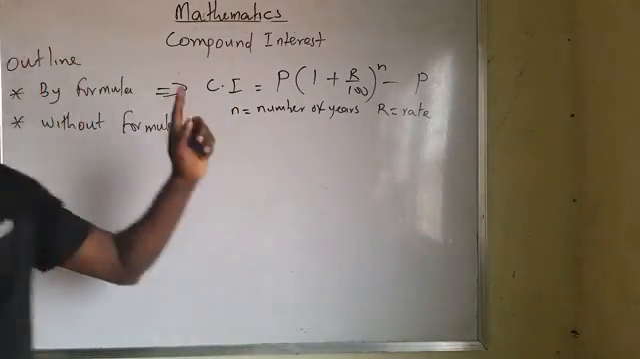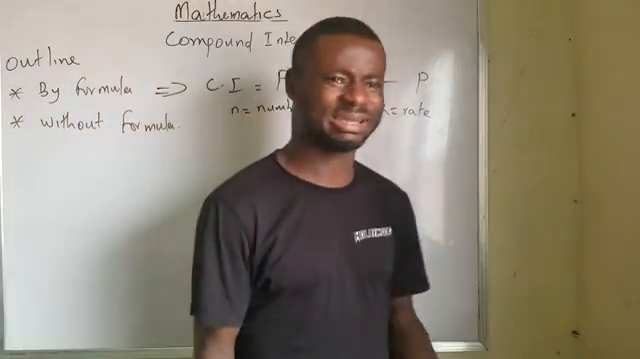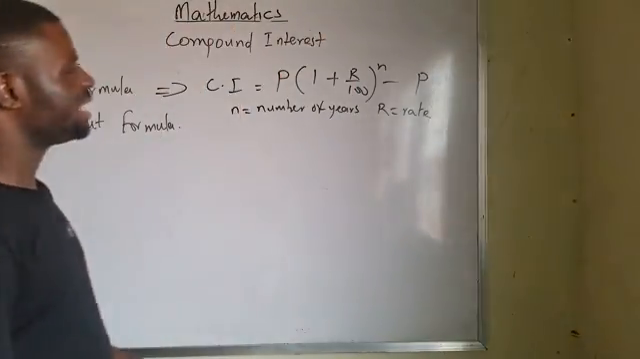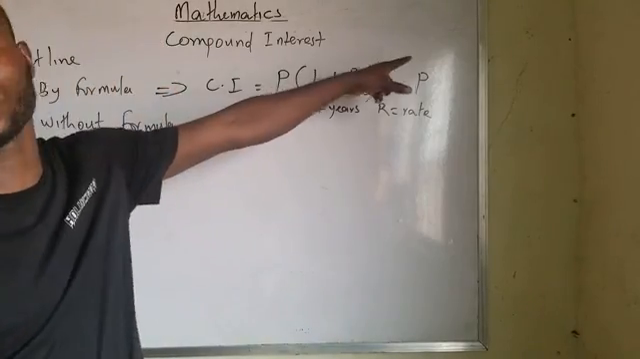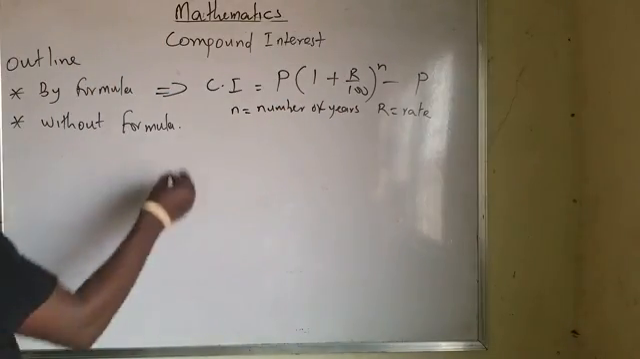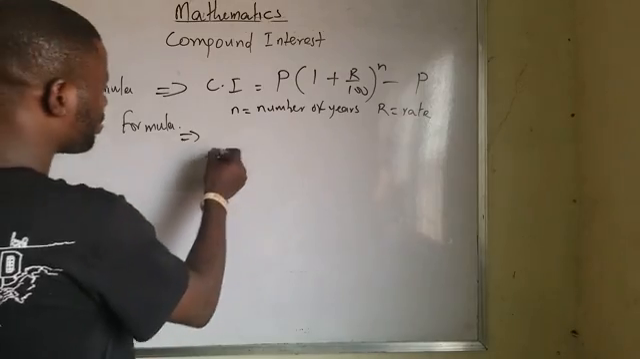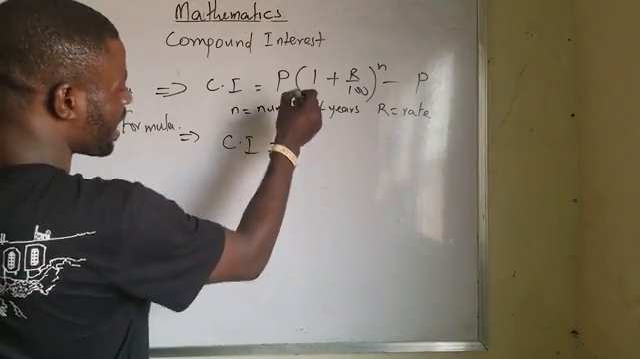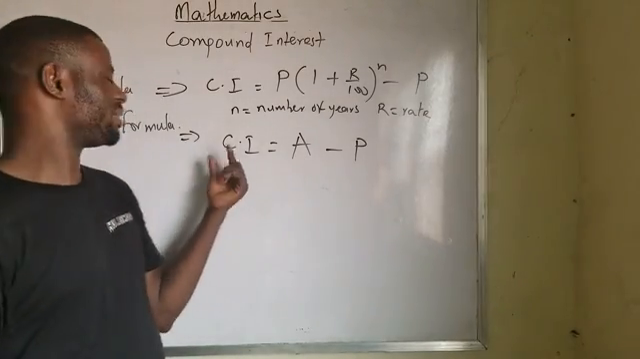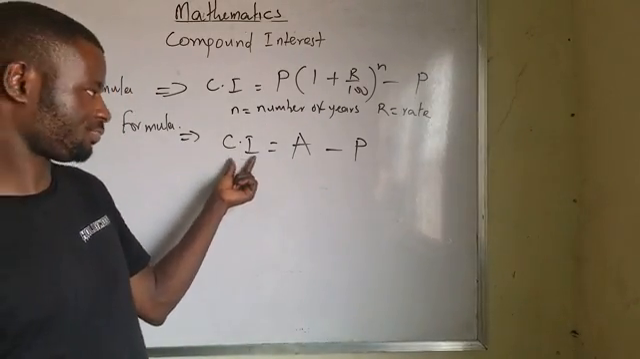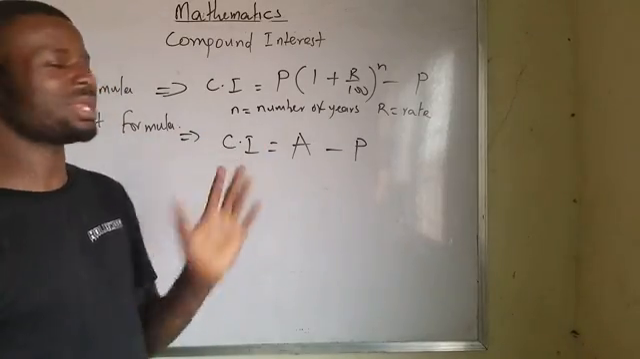Now, when the number of years is like 20 years, 40 years, 100 years, it will be very hard for you to be doing those things one by one. You will run towards the formula. Okay, look at this. My compound interest equals amount minus principal. Amount minus principal is how to find my compound interest, which is the normal way, without formula.